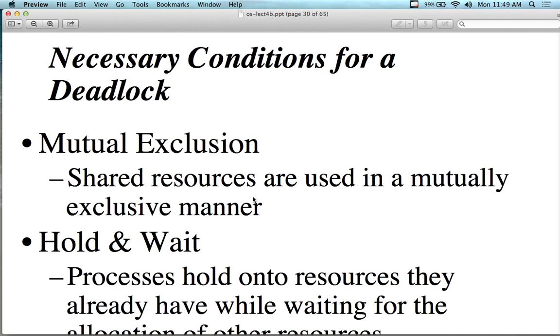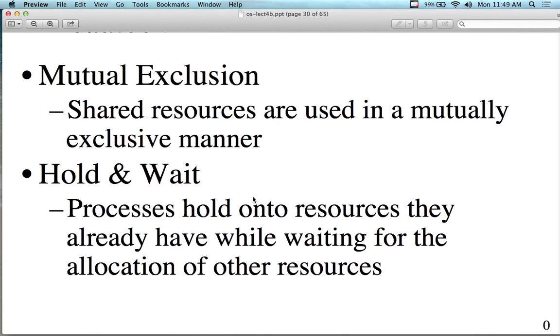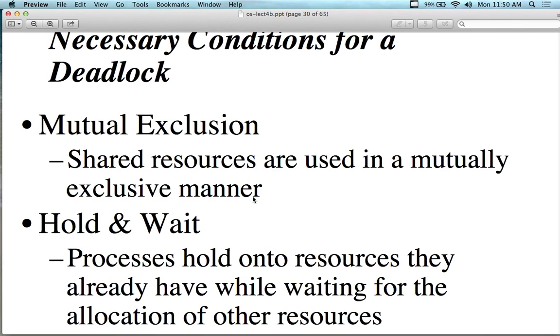Necessary conditions for a deadlock. Well, you have to have mutual exclusion occur. In order for the problem to occur, you're going to need mutual exclusion, and you're going to have a hold and wait, perhaps. Mutual exclusion is when you have shared resources that are used mutually and in an exclusive manner. Well, what's the biggest shared resource you have on the computer system? Memory. Memory is a shared resource on your computer system. It's shared by all of the applications that are running, including the operating system.